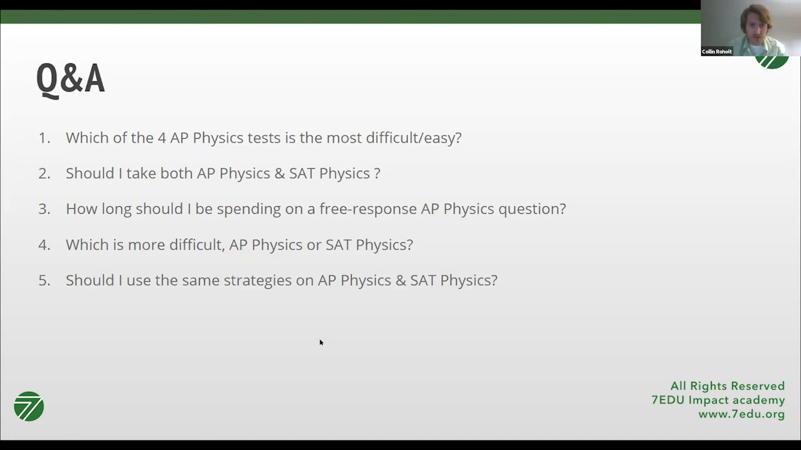How long should I spend on a free response AP question? Normally I'd say about what it says in the box at the top. Normally I would say, okay, you have 90 minutes to answer that. And again, you're looking for individual points. You're not looking for 100%.